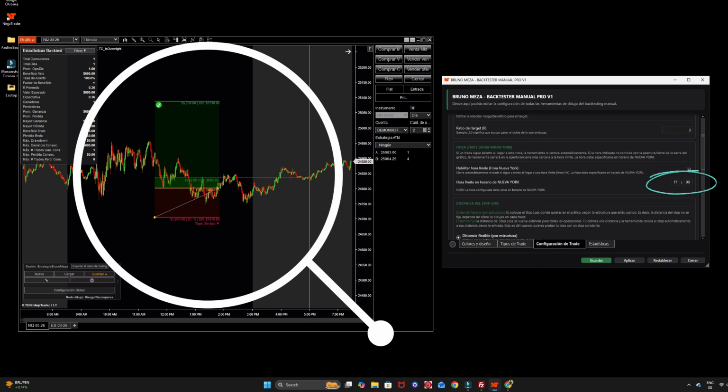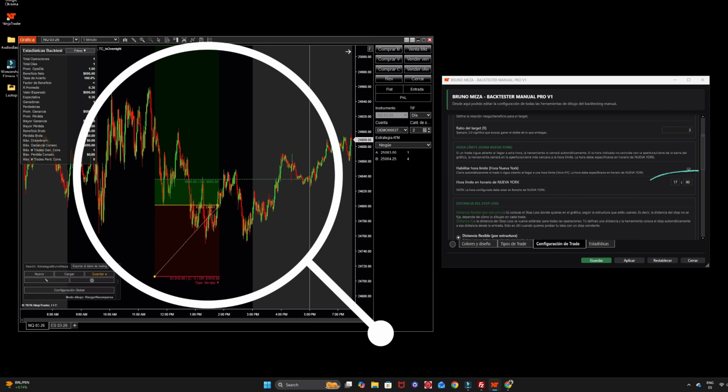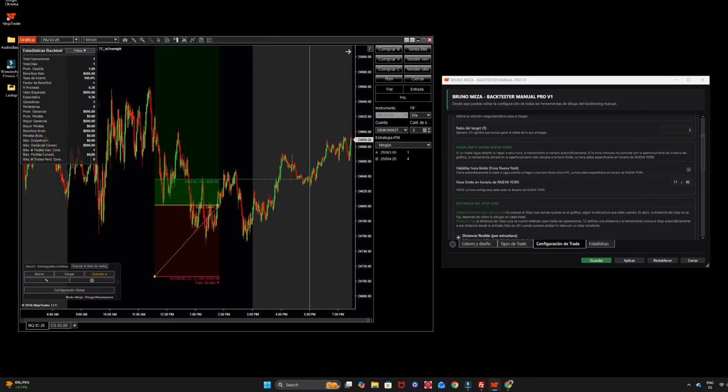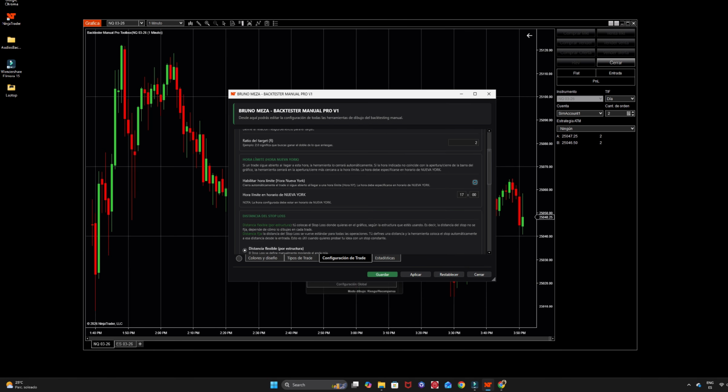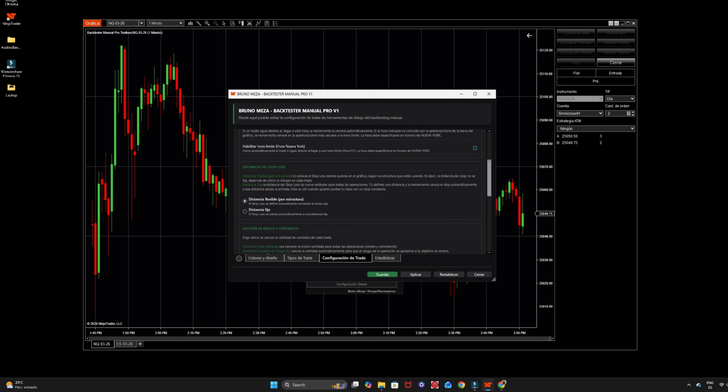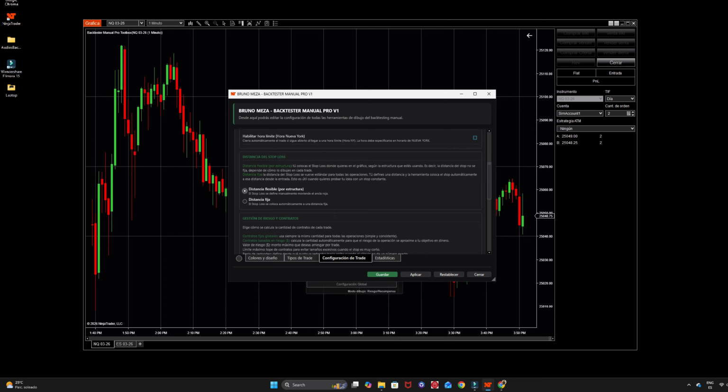An important detail is that the trade will close at the open or at the close of the bar, depending on which of those is closer to the time limit you set. Remember that the time must be specified in New York time. The third available parameter is the stop loss distance. This parameter defines the distance the stop loss will have for each trade that uses this trade type.